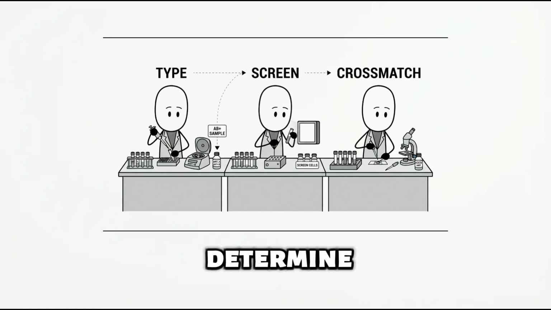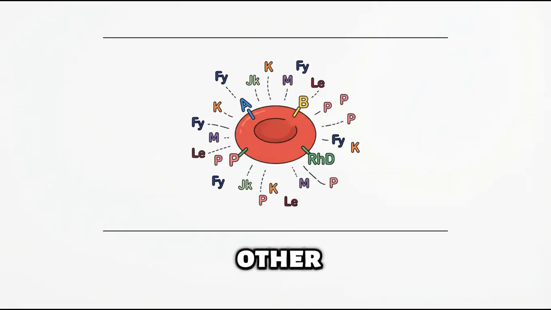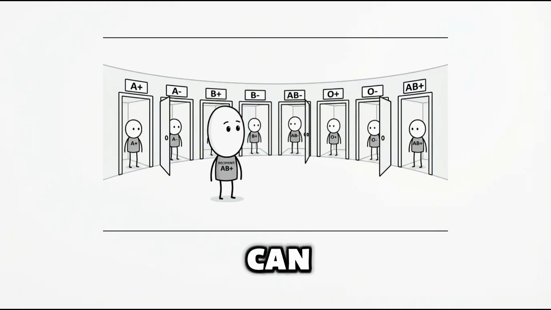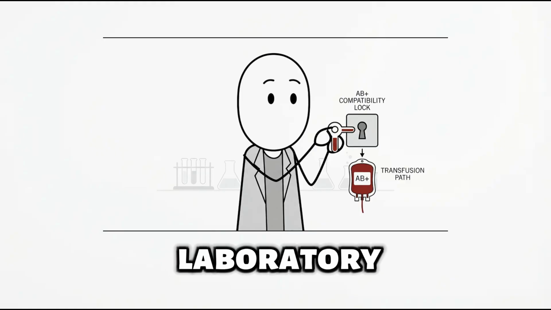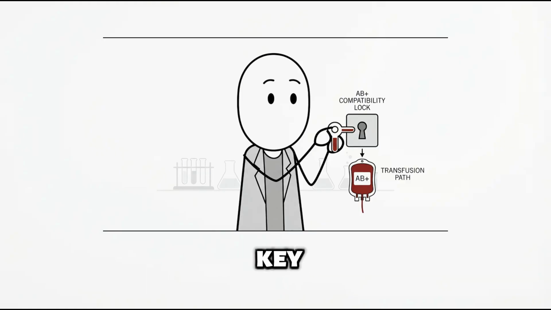Hospitals must still determine blood type, screen for antibodies, and perform cross-matching, because hundreds of other antigens beyond ABO and RHD can affect compatibility. AB+ can receive red blood cells through many doors, but before any door is opened, the laboratory must still test the key.